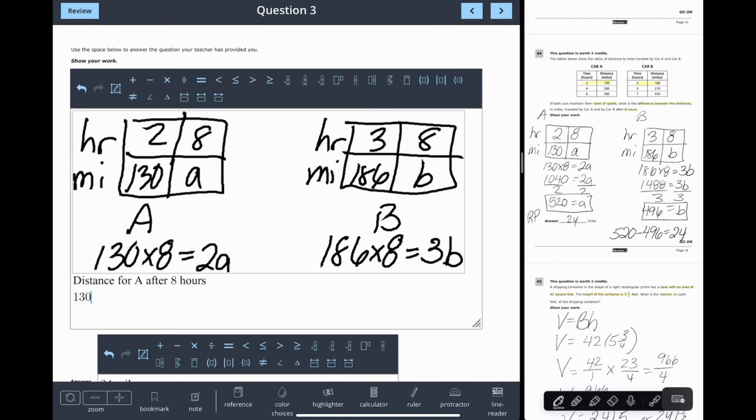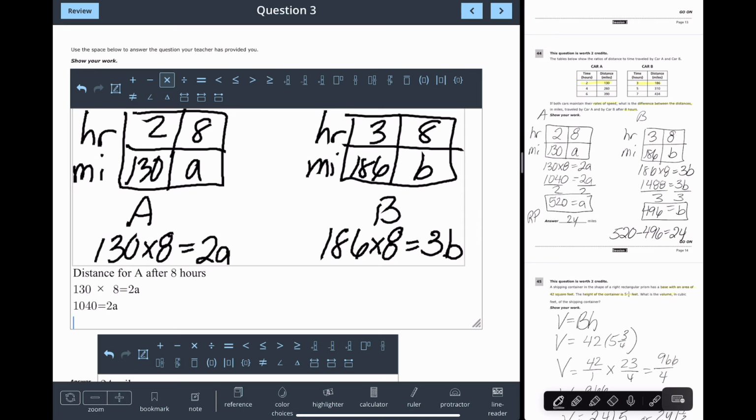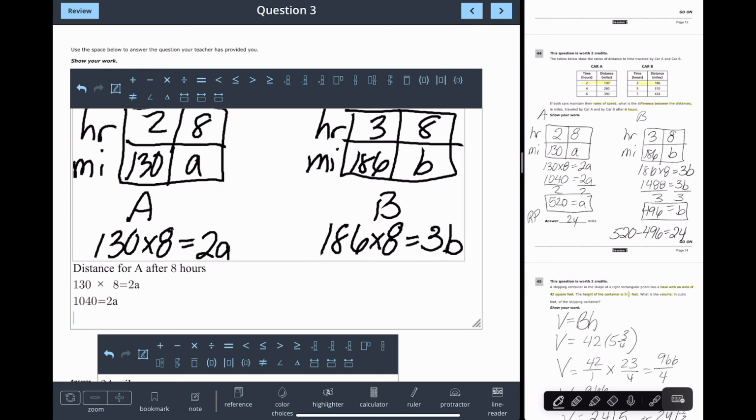130 times 8 is equal to 2A. And you get to decide. Let's do what that next one is. You get 1040 is equal to 2A. So decide how you want to show your division. Completely up to you how you want to show your division.